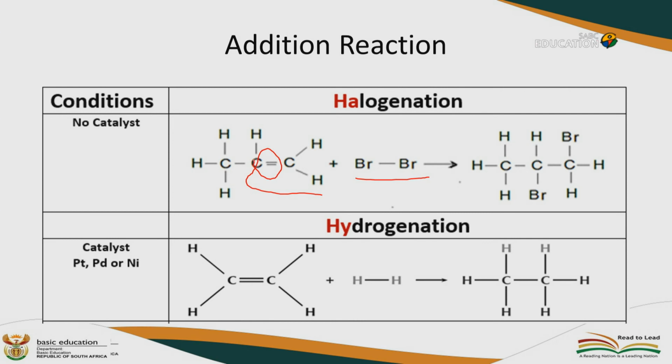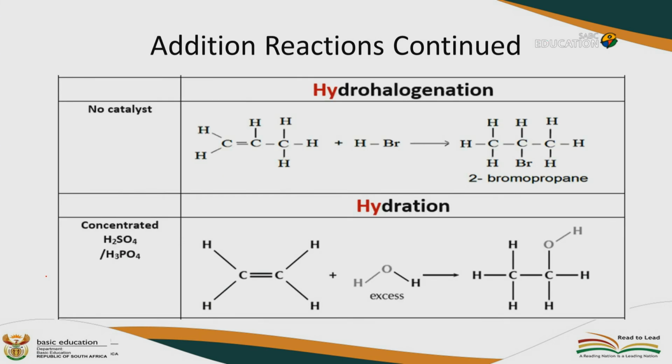That one we call halogenation, because we are adding halogens. When you are adding hydrogen, the reaction is referred to as hydrogenation, which has a catalyst, which is platinum, palladium, or nickel. So you must know at all times that when you have a double bond, you will have an addition type of reaction. We are saying no catalyst for the halogenation, but for hydrogenation, you need a catalyst, or special conditions, which is platinum, palladium, or nickel.